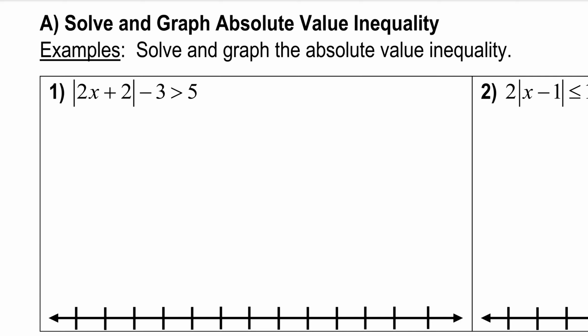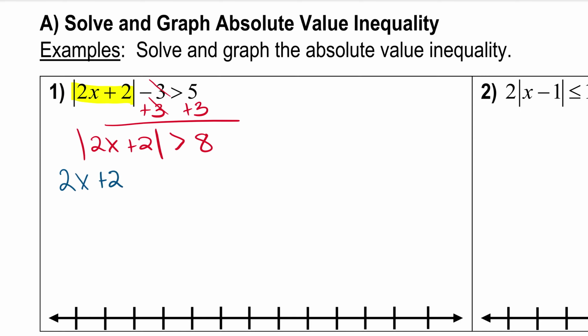So, just like before, I want my absolute value to be by itself, which means this 3 has got to go. So I move that over. And from here, now that it's by itself, I can split it up and do 2x plus 2 is greater than 8.